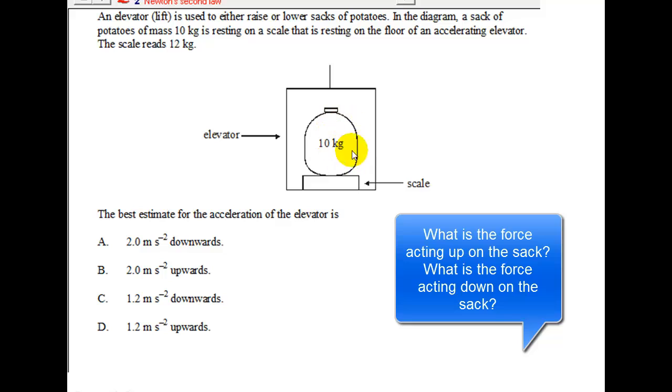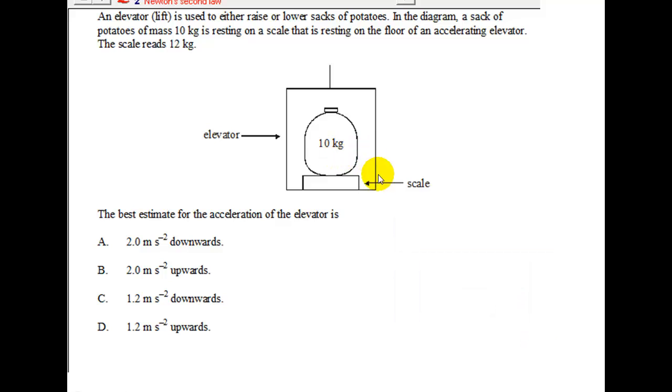Here we have another problem. This is a 10 kilogram weight. The scale reads 12 kilograms, which means it must be accelerating upwards. What is the acceleration? Use F is equal to ma. F is the unbalanced force acting on the sack of potatoes.